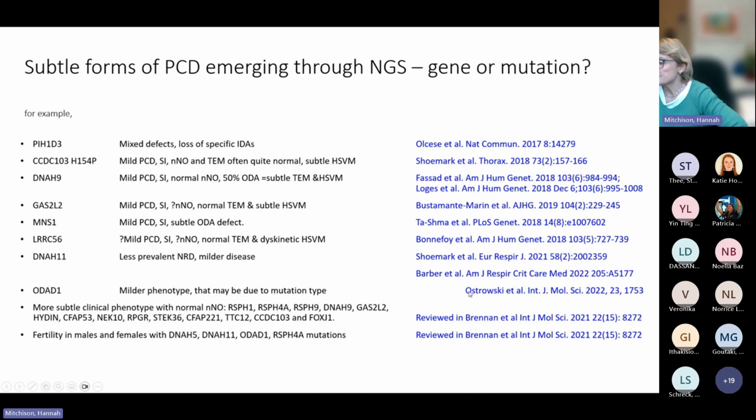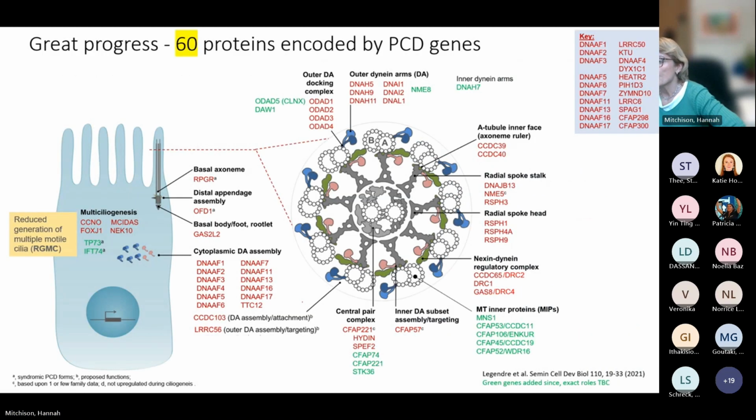There are some more recent single cases, so 2022, Ostrowski group, ODAV1, that's a docking complex, milder phenotype. Some of these are really not understood, GAS2L2 milder PCD, but we do have emerging forms of subtle PCD, and I've managed to talk about just a few of them. So we have made great progress with our 60 gene products.